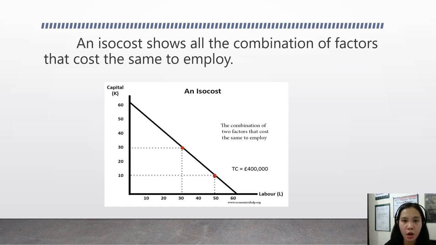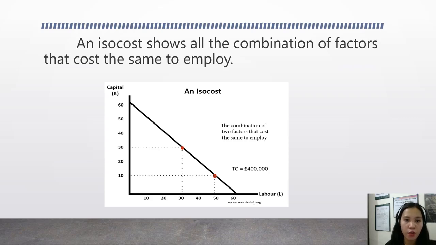This line is a straight line because factor prices are constant, and it has a negative slope equal to the factor price ratio, for example, the ratio of labor price to capital price. In this example, we have a unit of labor and capital. If we employ 30 units of capital and 30 units of labor, the total cost will be 200,000 for capital and 200,000 for labor, to come up with a 400,000 total cost.